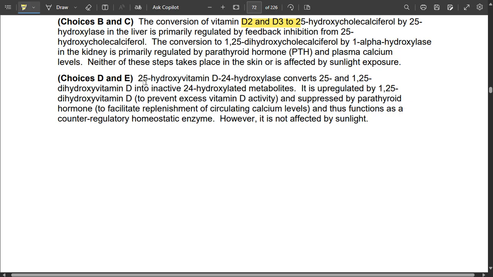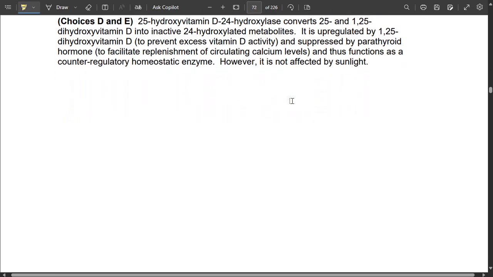25-hydroxyvitamin D 24-hydroxylase. 24-hydroxylase converts 25-hydroxyvitamin D and the active form, 1,25-dihydroxyvitamin D, to inactive 24-hydroxylated metabolites. It is upregulated by 1,25-dihydroxyvitamin D to prevent excess vitamin D activity. So the resulting product counter-regulates, or feedback inhibits, in a loop fashion, its precursors, and thus functions as a counter-regulatory homeostatic enzyme that is not affected by sunlight.